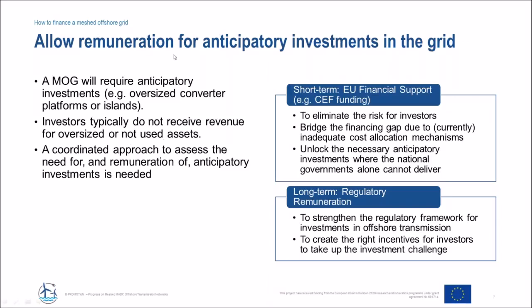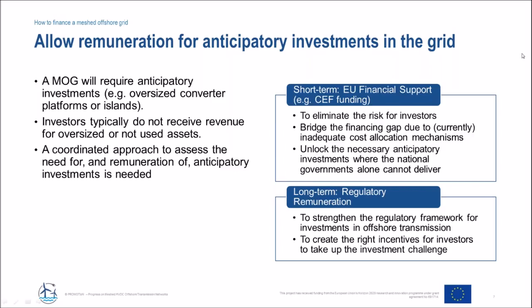We suggest also to allow remuneration of anticipatory investments in the grid. A mass offshore grid will almost certainly require some form of anticipatory investments, such as oversized converter platforms or islands. The thing is that investors typically do not receive revenue for these oversized or unused assets. Also, these cross-border anticipatory grid investments entail higher risk, mainly due to the lack of coordinated grid planning for the North Sea, the regulatory complications, and lack of adequate cost allocation mechanisms among the parties involved. So all of these factors prevent anticipatory investments.